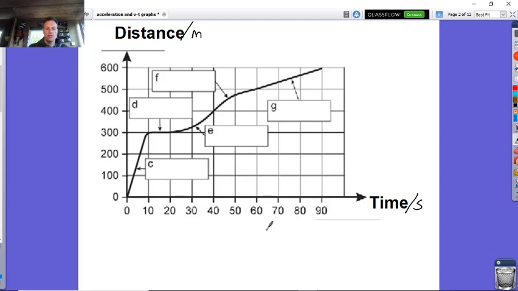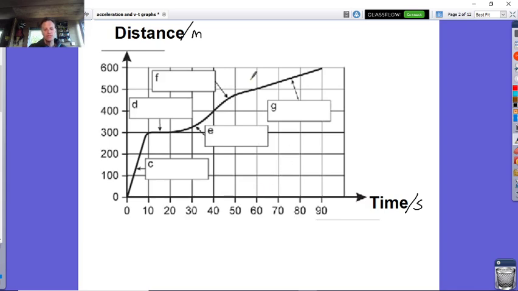What I'd like you to do, like I've said before, is pause the video and have a go. I know I haven't got an A here, but what do F, D, C, E mean? Is the object accelerating? Is it at a constant speed, or is it stationary? So pause the video and have a quick guess. I'll work it out. Welcome back.